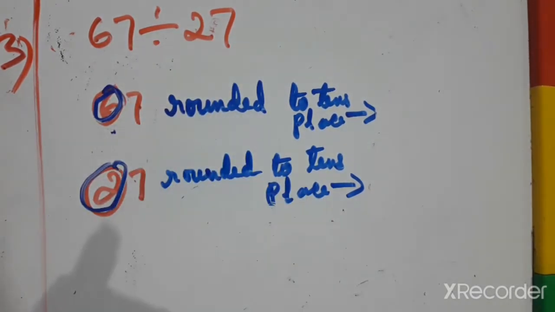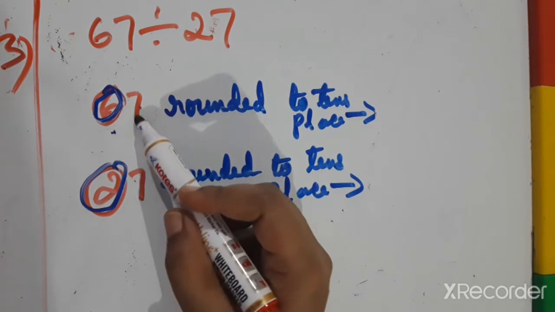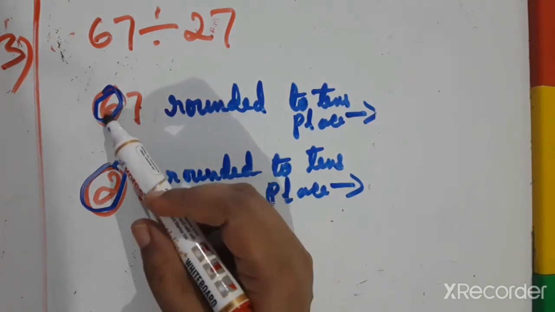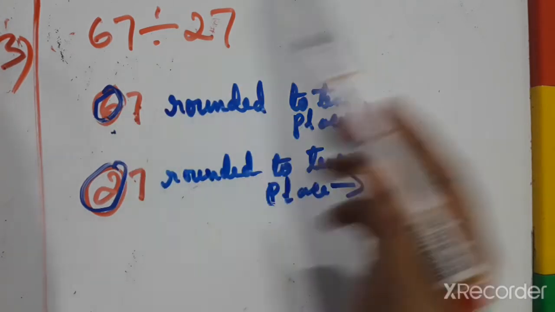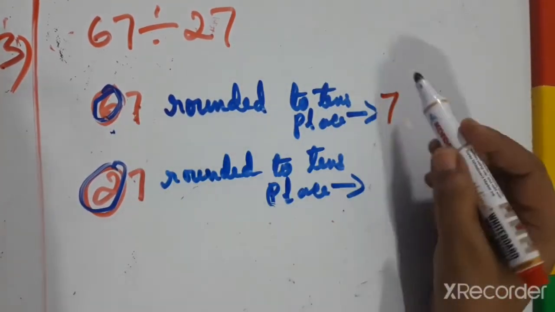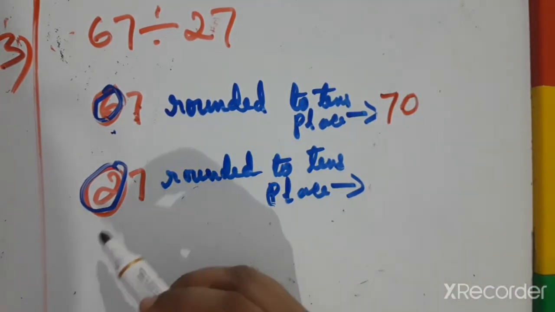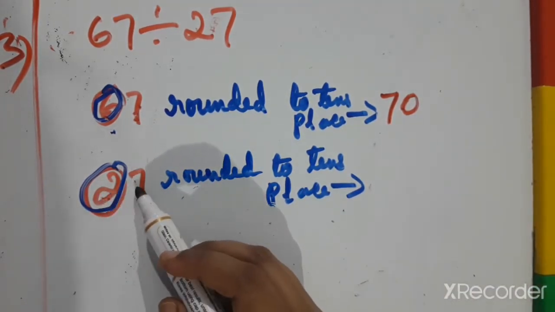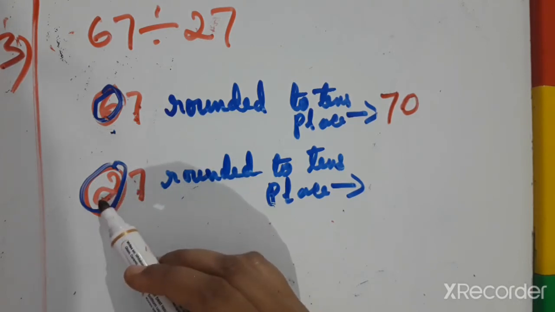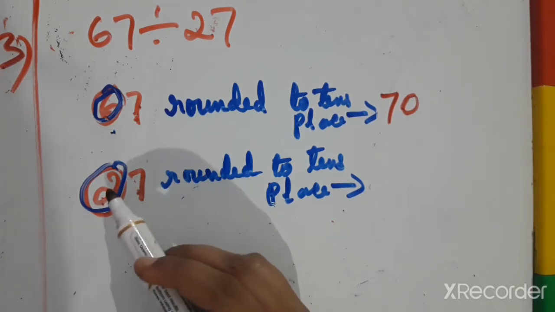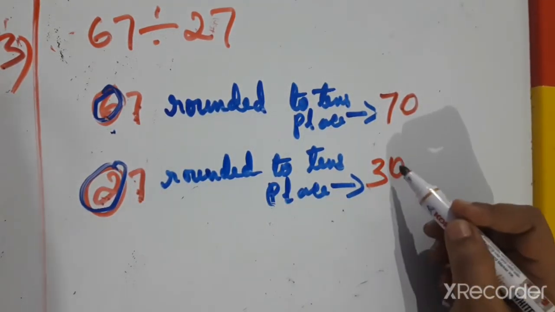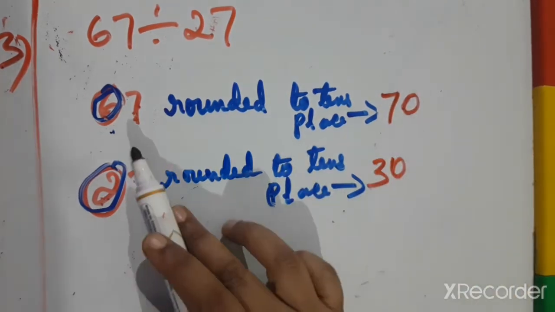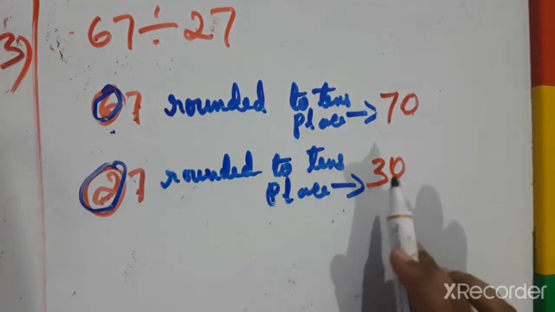Now we check the next number. If it is 5 or greater than 5, then 1 can be added here. Here 7 is greater than 5, so 1 is added and 6 becomes 7, and the ones digit becomes 0. For 27, we also check the next number: 7 is greater than 5, so 1 is added, 2 becomes 3, and the ones digit becomes 0. So 67 rounded is 70, and 27 rounded is 30.